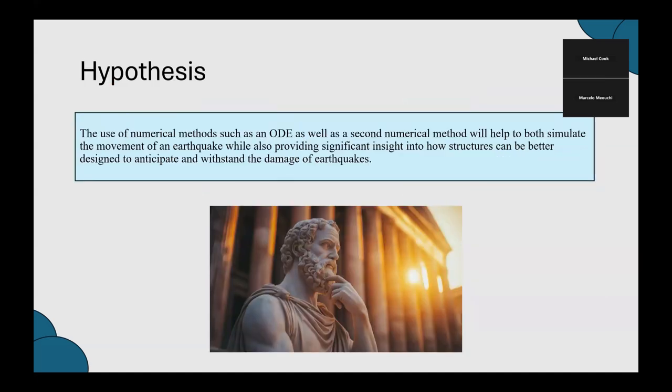Our hypothesis was that by using numerical methods like ODE and a second method, we would help simulate the movement of an earthquake while also giving insight into how buildings can be better designed to handle that motion. By applying these methods, we expected to understand how structures respond to and how to improve their ability to resist earthquake damage.